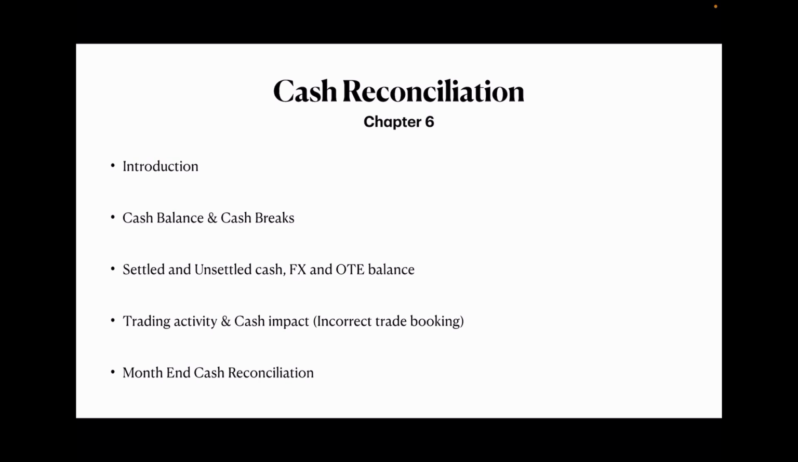We will discuss cash break, FX and OTE balance, settled versus unsettled cash, and how incorrect trade booking impacts cash. This section also includes month-end cash reconciliation.